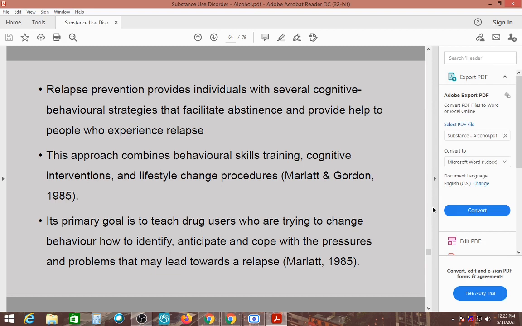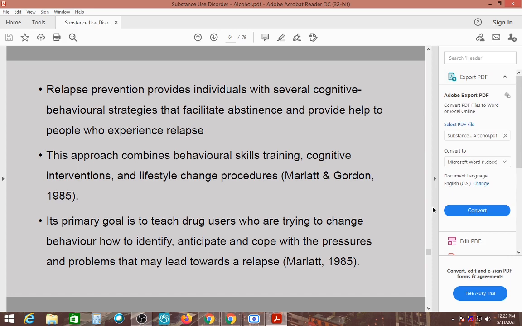Okay, now let's see the next point. It is a primary goal to teach drug users who are trying to change behavior how to identify, anticipate, and cope with the pressures and problems that lead towards a relapse. Now, every person has to understand themselves. It is the individual's responsibility. That's why when you see the MET principles, you will need to raise and boost that self-efficacy. A person has to understand themselves. They have to be willing.